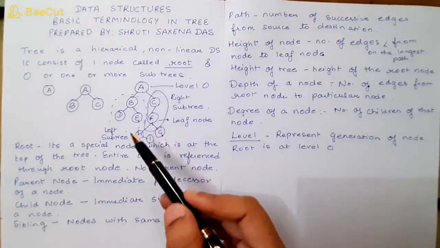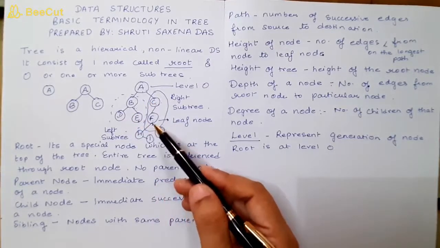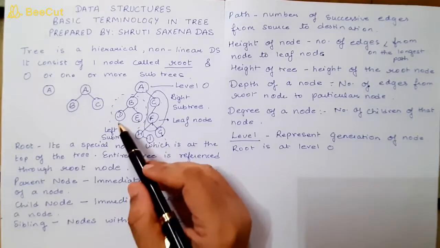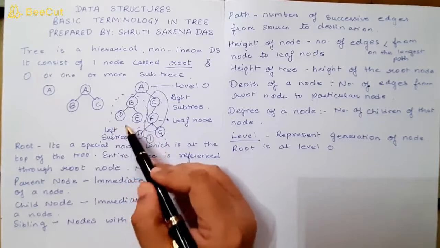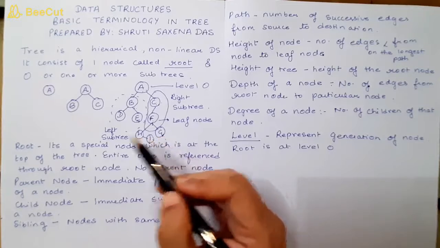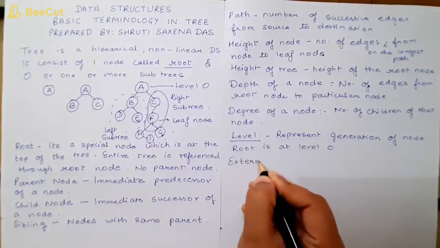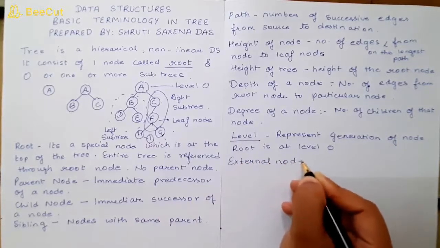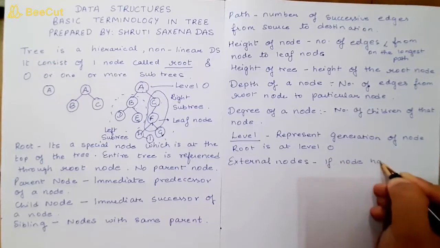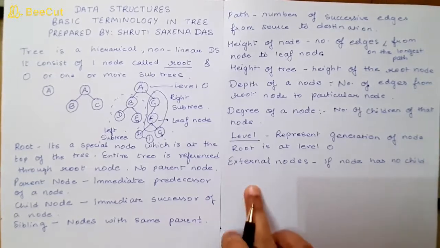Then all the nodes which are not having any child nodes, like D, E, I, G, all these 4 nodes will be known as external nodes. External nodes means the node has no child. We call it a leaf also, leaf nodes also, we call it external nodes also.